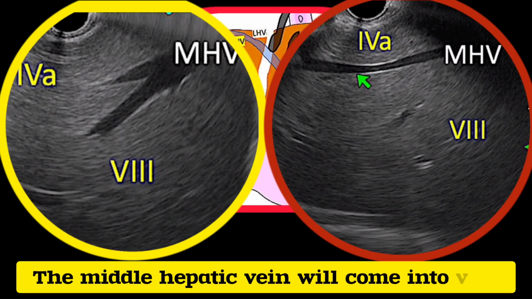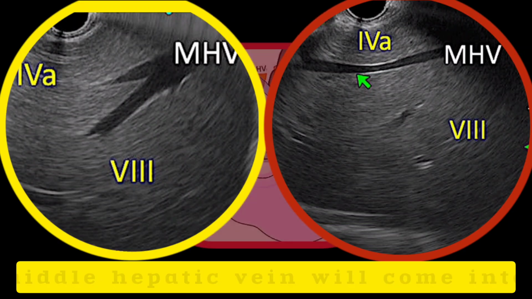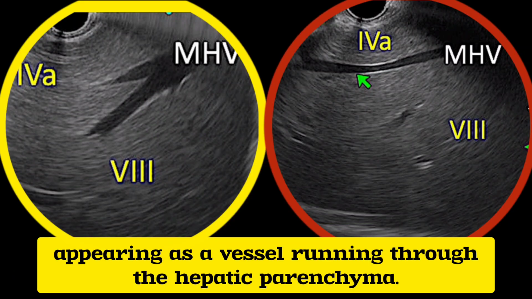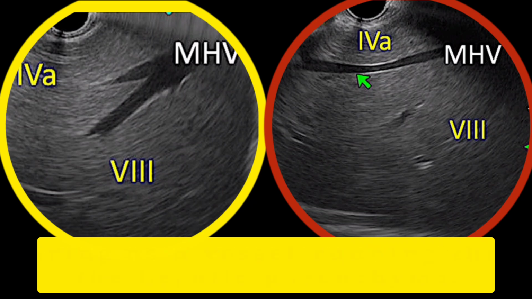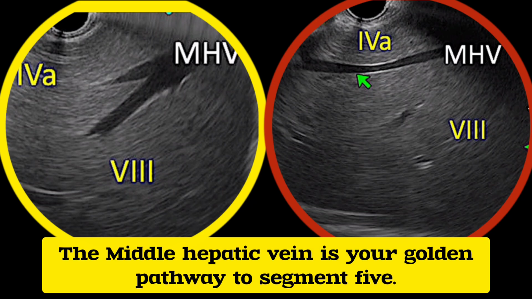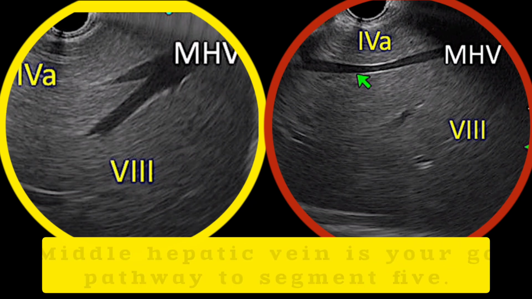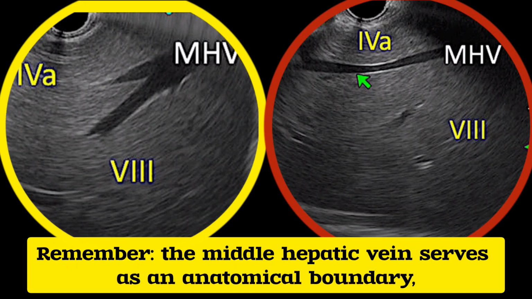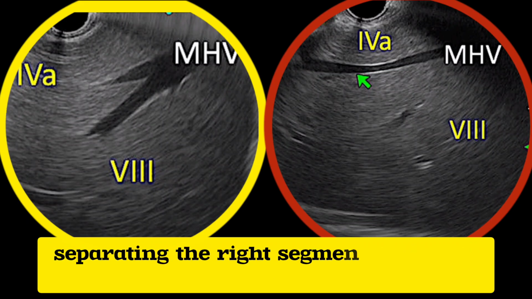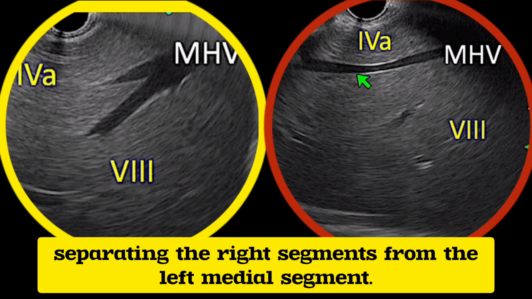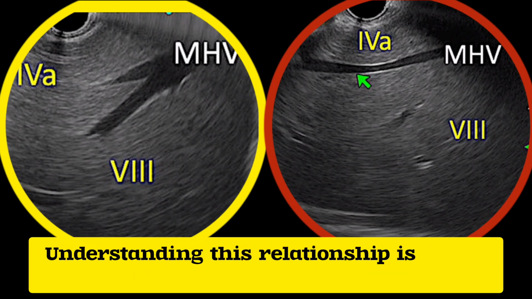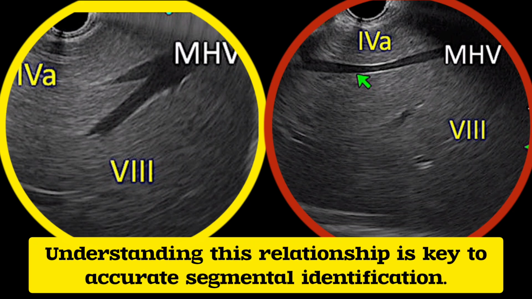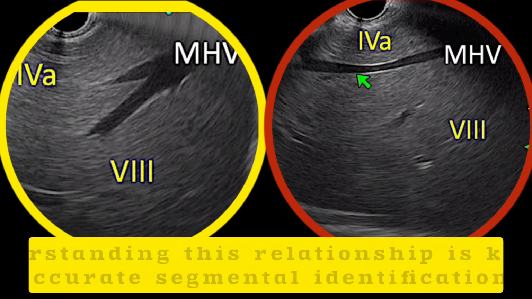The middle hepatic vein will come into view, appearing as a vessel running through the hepatic parenchyma. The middle hepatic vein is your golden pathway to segment 5. Remember, the middle hepatic vein serves as an anatomical boundary, separating the right segments from the left medial segment. Understanding this relationship is key to accurate segmental identification.